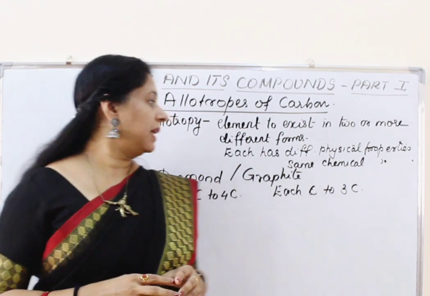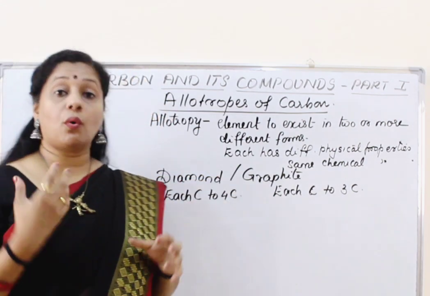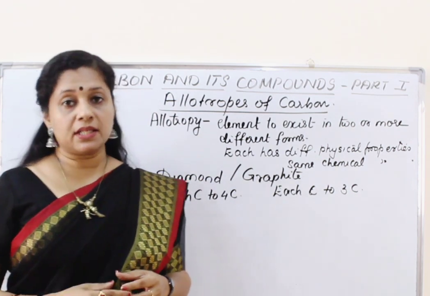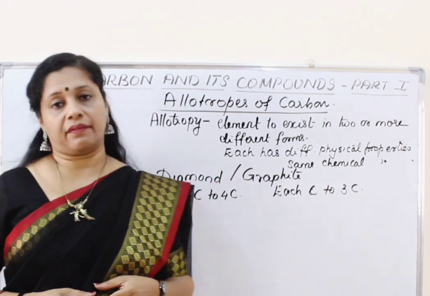In case of carbon, it has 2 very common allotropes. One is diamond and the other one is graphite.